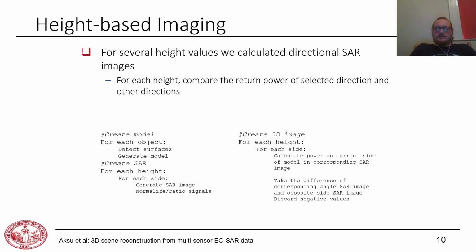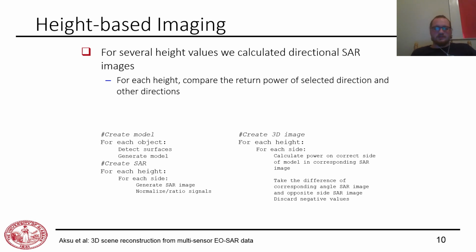So pseudocode of our work is as follows. First, we create a model using an EO image. For each object, we detect surfaces and generate that model. Then we create SAR for each height and for each side. So we create a SAR image, then we normalize and ratio signals.